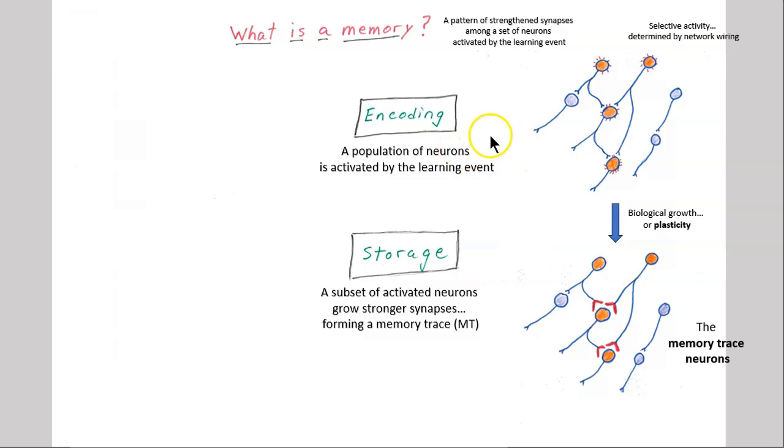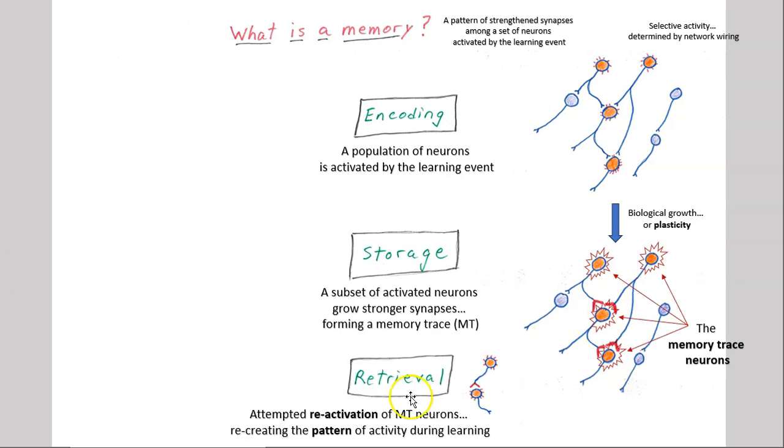Let's remind ourselves what's happening at the level of neurons. During encoding, we have a population of neurons that are being activated by the learning event. During the storage stage, a subset of those neurons are going to grow stronger synapses with each other, forming the memory trace. And that sets up this population of neurons to become the memory trace neurons. And then during retrieval, we're going to attempt to reactivate those very same memory trace neurons. And if we're successful, then we can retrieve the information. So when we retrieve a memory, we're attempting to recreate the pattern of neuron activity that was present during the encoding stage, during the learning event.